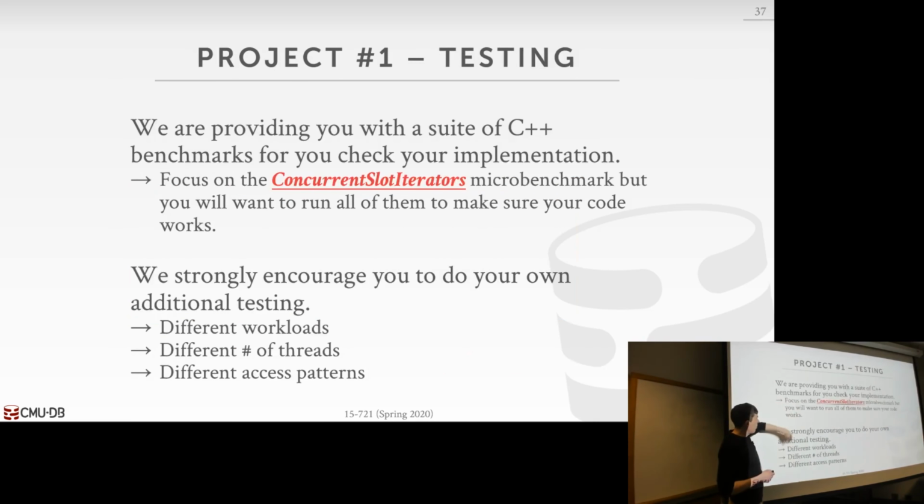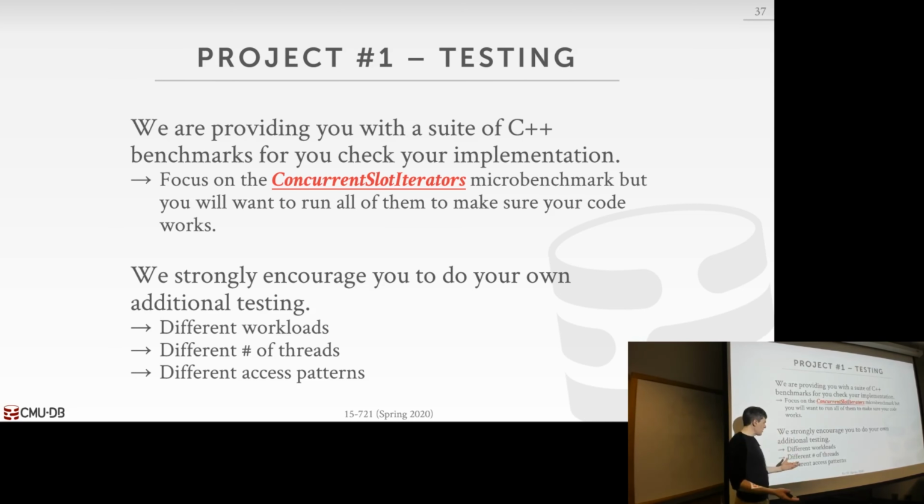Matt covered this yesterday. We're going to provide you with a bunch of C++ benchmarks written in Google Benchmark, but there's one in particular called the concurrent slot iterator microbenchmark that is the bottleneck you're going to investigate. When you do a scan in the system, you get an iterator, and it has a latch on it. If you start scaling up and adding more threads, they all try to acquire the same latch, and this becomes a bottleneck. So the idea is that we will learn how to use perf and callgrind to understand the main conflict points in the system, and then you try to fix it.